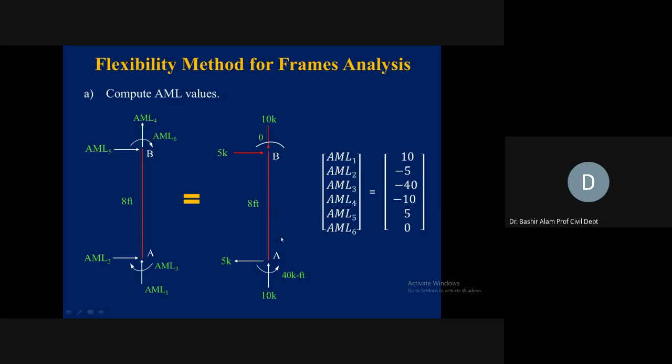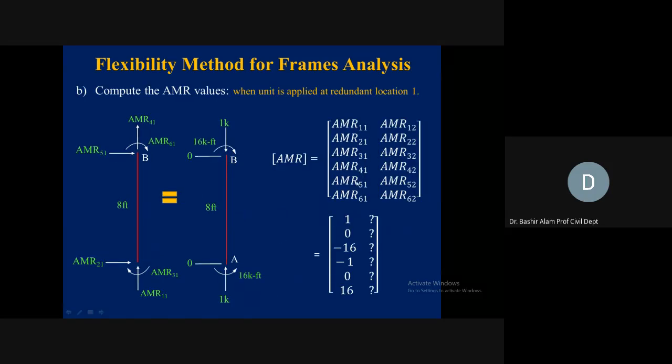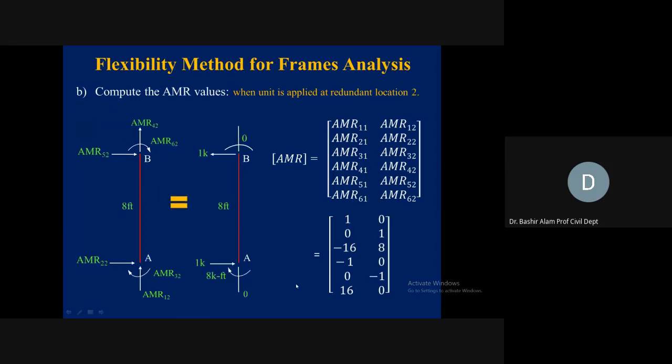Next, AMR first column. So it is coming now 1, 0, and this is minus 16. And then we have minus 1, 0, and plus 16. So these values are recorded here. AMR second column, it is coming from here. It is 0, 1, and this is 8.